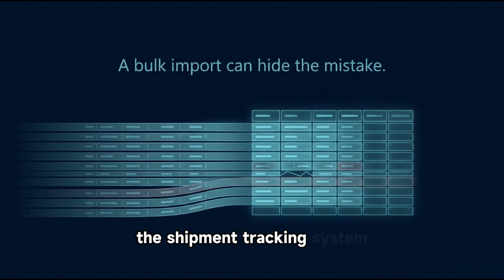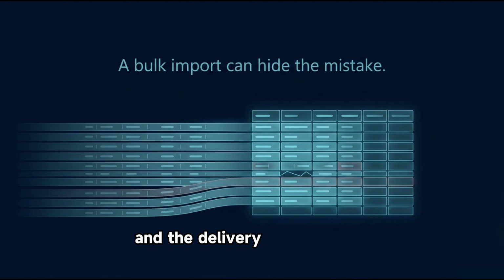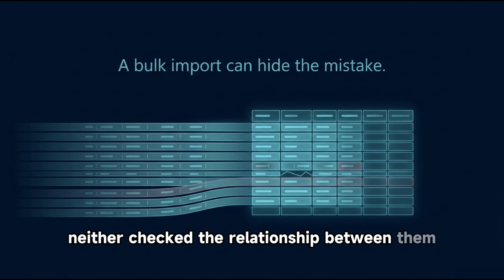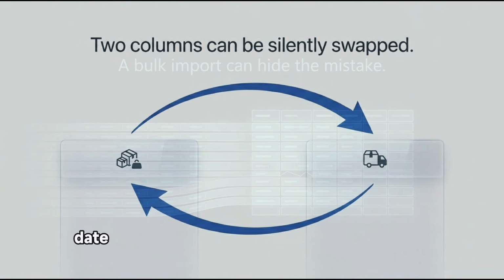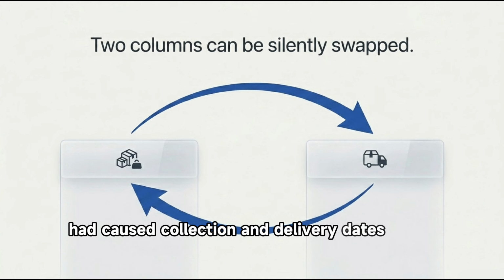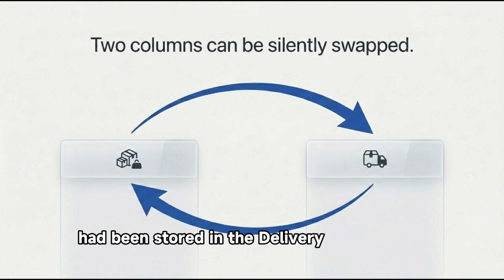The shipment tracking system had no temporal constraint between the collection date and the delivery date columns. Both accepted any valid date independently. Neither checked the relationship between them. During a bulk data import from a third-party carrier, date formatting differences between systems had caused collection and delivery dates to be swapped for roughly 4,000 records. The delivery date had been stored in the collection date column. The collection date had been stored in the delivery date column.